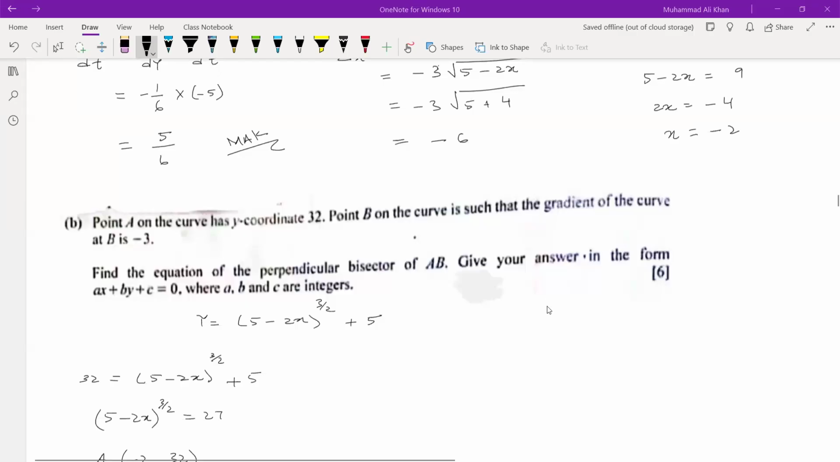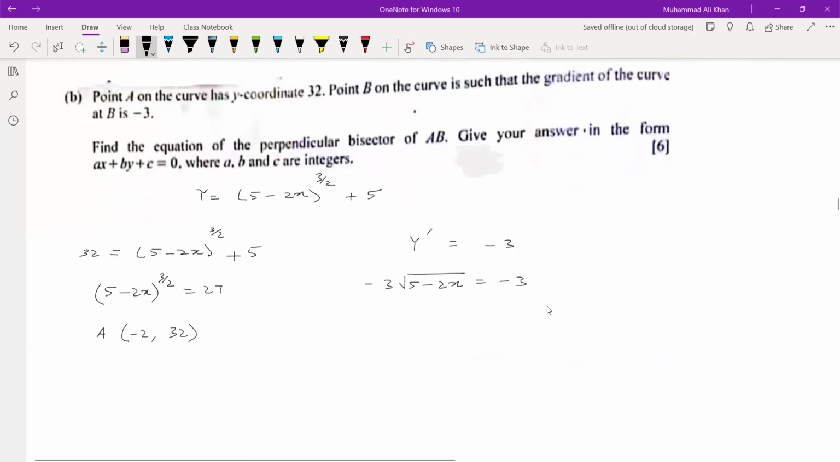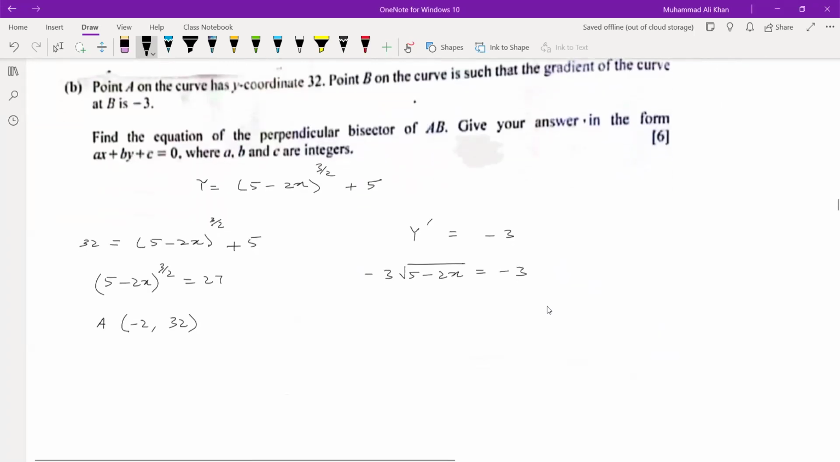And for B, equate the gradient with minus 3. So the gradient of the curve is minus 3. And what is the gradient of the curve? Minus 3 over the square root of (5 minus 2x) is the derivative of the curve, which is the gradient of the curve. So the minus 3 cancels out. 5 minus 2x equals 0, because the root of 0 also cancels out. So 2x equals 5 and the value of x is 5 over 2.